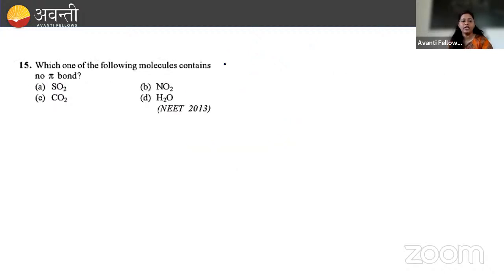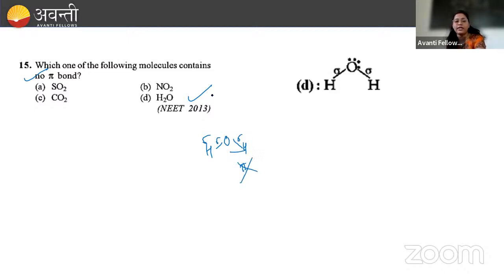Right? Okay, next problem. Which one of the following molecules contains no pi bond? So here SO2, CO2, NO2, H2O, we know the structures of these, right? We have studied in chemical bonding. Even though we have seen the structures of these, you can easily say which doesn't contain the pi bond. Okay, so H2O molecule, you know H2O molecule, it is a simple structure. It only contains sigma bonds. There is no pi bond present in this molecule. So our option D will be the correct answer, right?